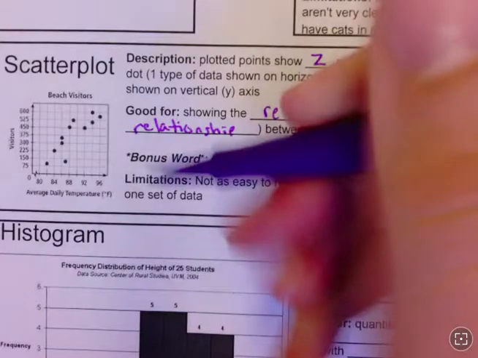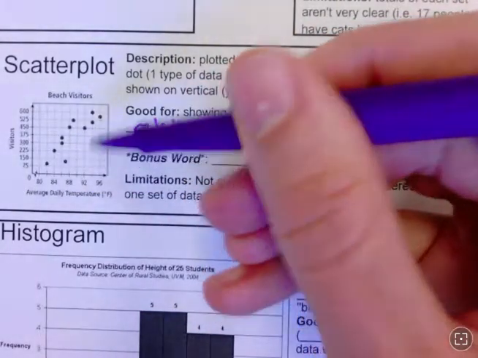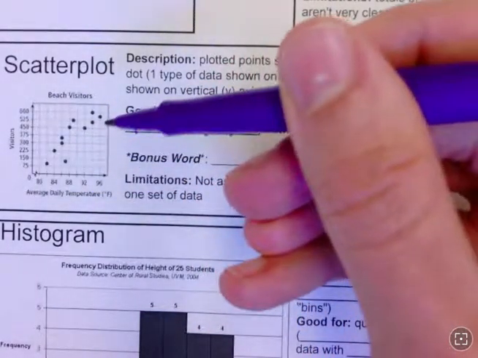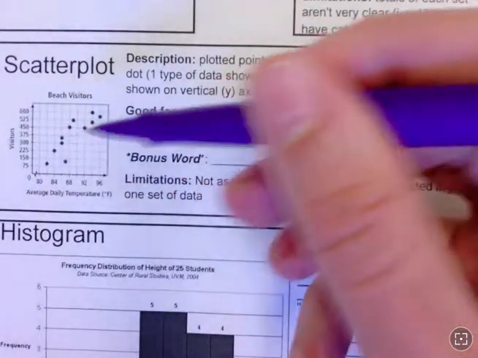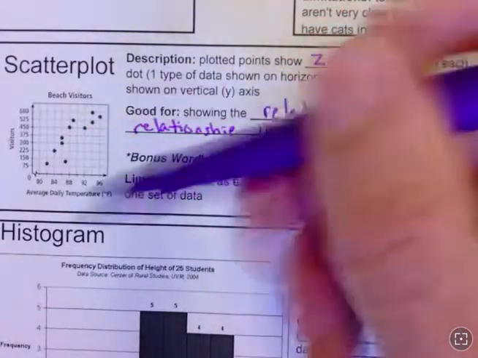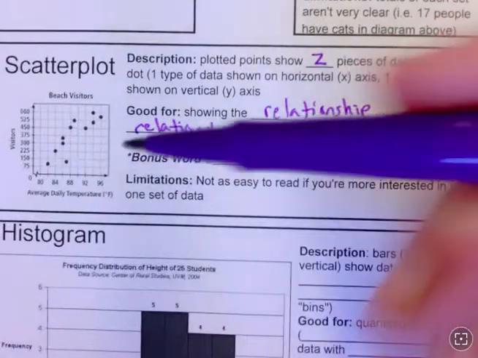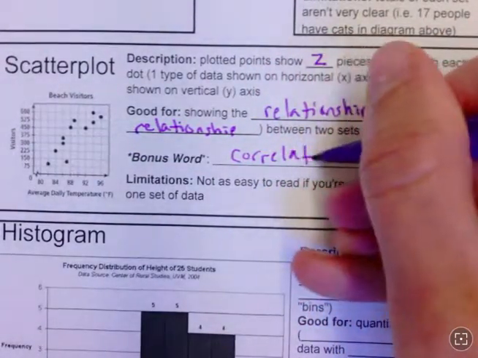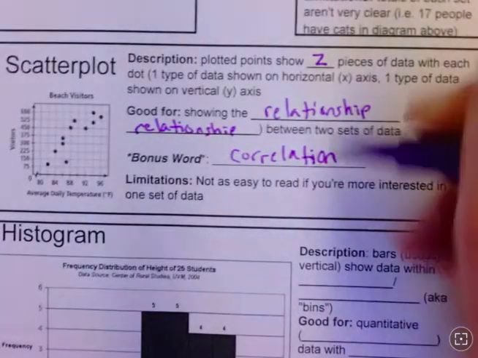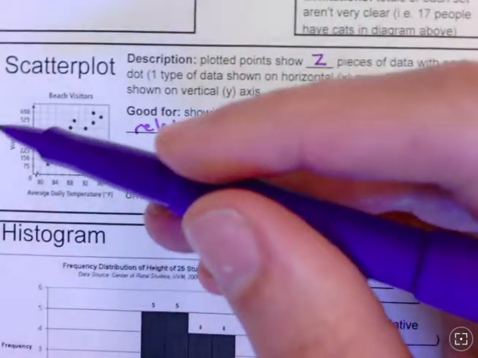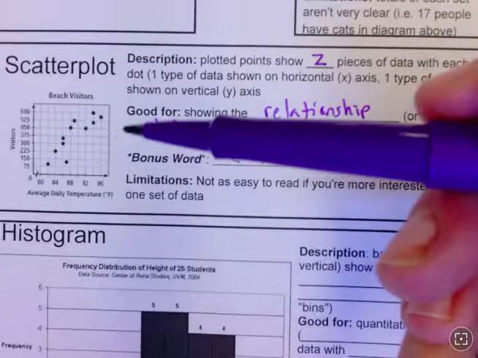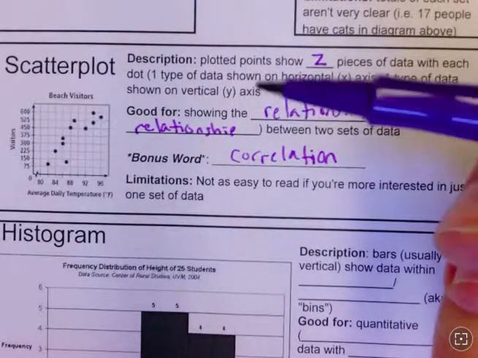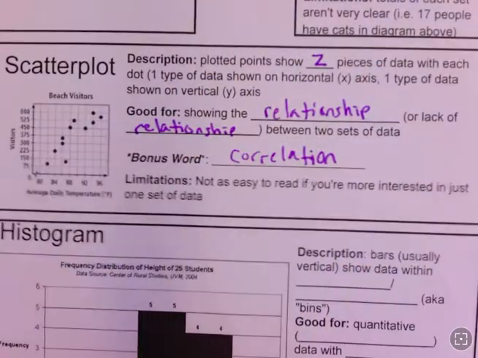Right here, we can see really clearly this pattern, this trend of the higher temperatures. As temperatures go up, the visitors also go up, and it does seem likely that there is a strong relationship, or bonus word, correlation, between the temperature and the number of visitors. Higher temperatures are likely to have higher numbers of visitors, and we'd call that positive correlation if both numbers go up.